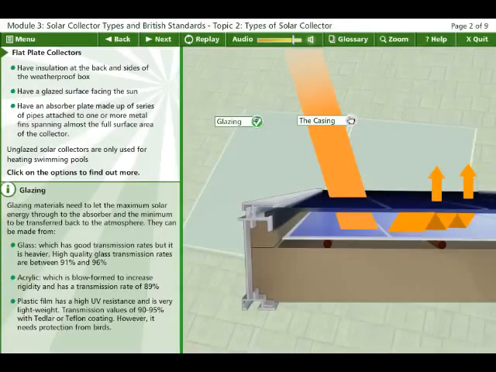Glass has good transmission, but is also heavy. Acrylic has a slightly lower transmission value, but it's lighter than glass. Plastic film has a good transmission value, but needs wire to protect it from birds.